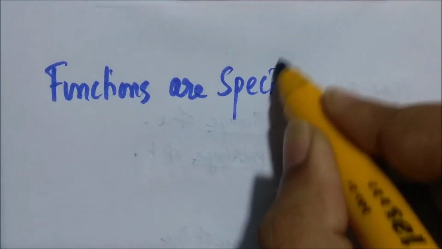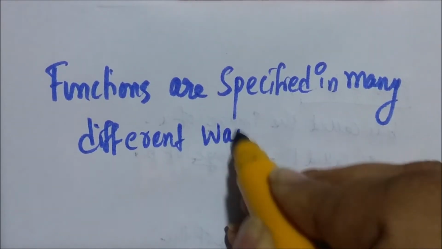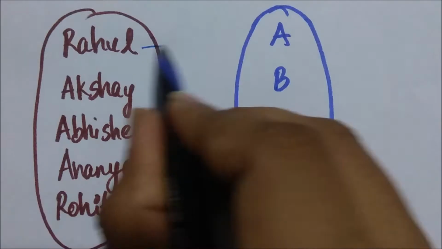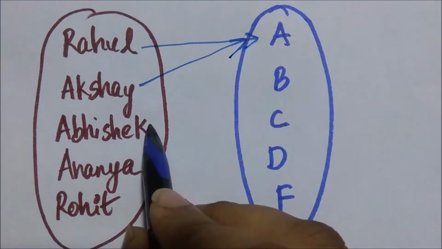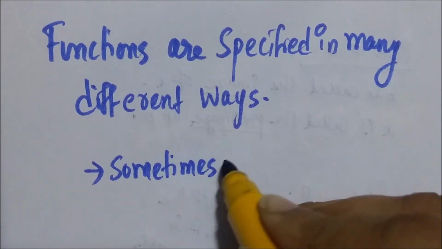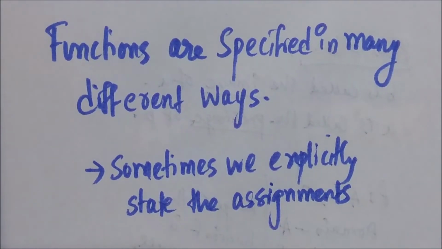Now functions are specified in many different ways. So one way is to explicitly state the assignments. So we have considered our example of students in the discrete mathematics class and assigning grades to them, right? So we have explicitly stated the assignments there. So that is one way of representing or describing a function.